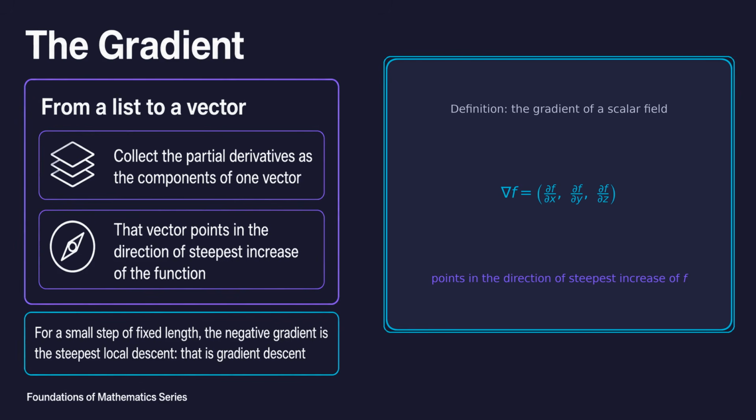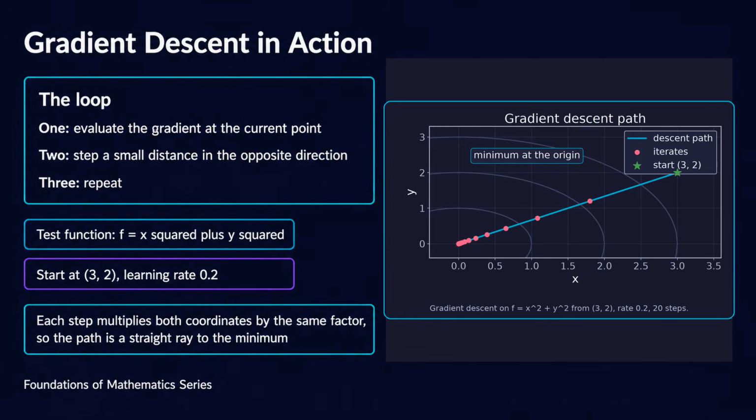If the gradient points the locally steepest way up, then its negative points the locally steepest way down, and taking repeated small steps in that direction is the whole idea behind gradient descent. The algorithm is 3 lines long. Evaluate the gradient at the current point, step a small distance in the opposite direction, and repeat. The step size is the learning rate.